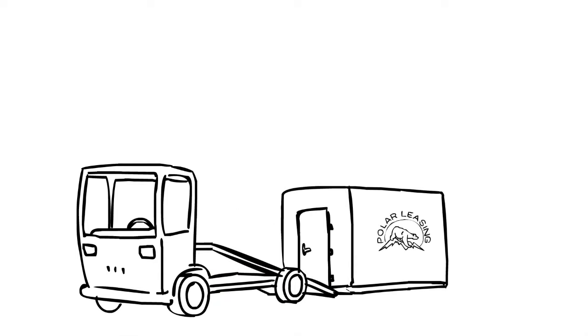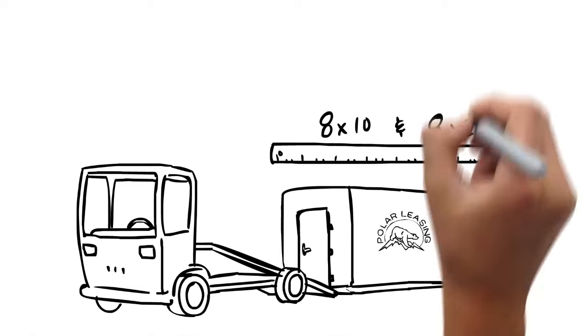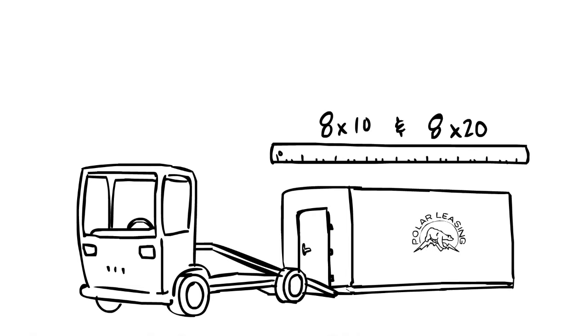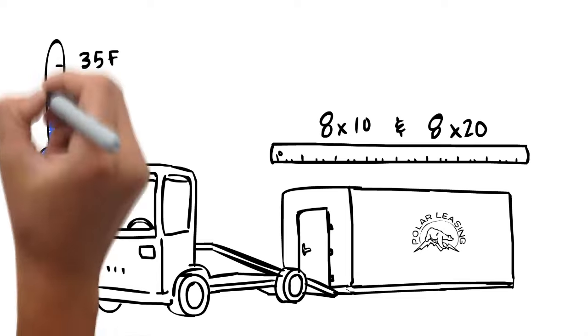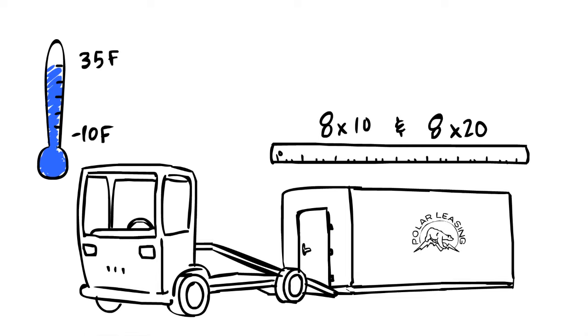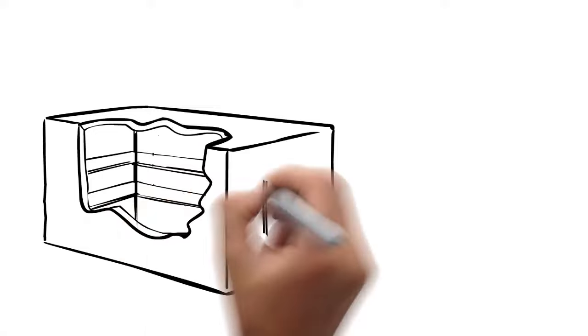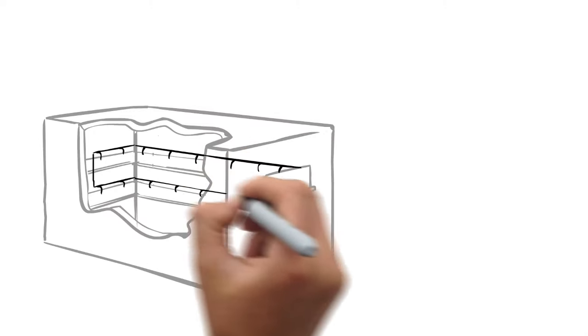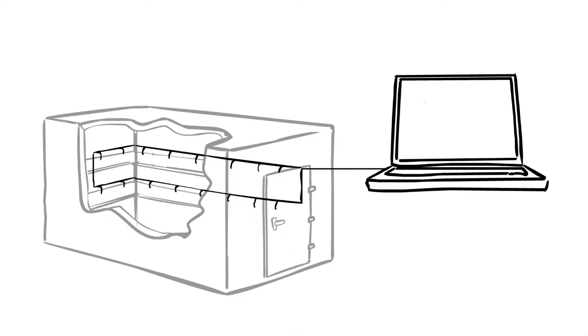Polar Leasing units are available in 8x10-foot and 8x20-foot models, with temperature options ranging from as low as negative 10 degrees Fahrenheit to up to 35 degrees Fahrenheit. We've even got a specialty fleet for applications calling for exacting temperature specifications or larger capacity requirements.